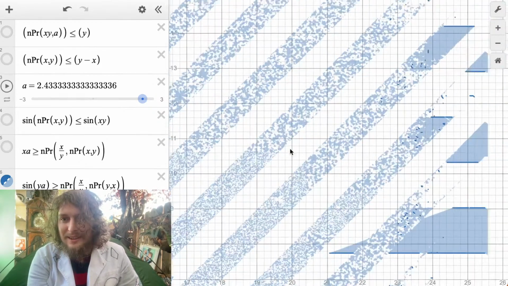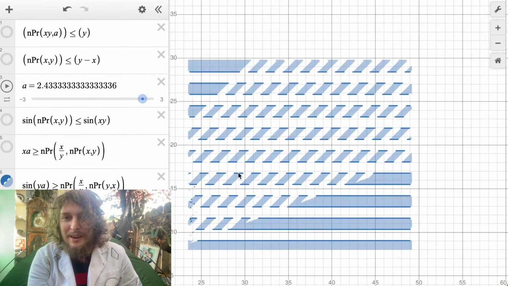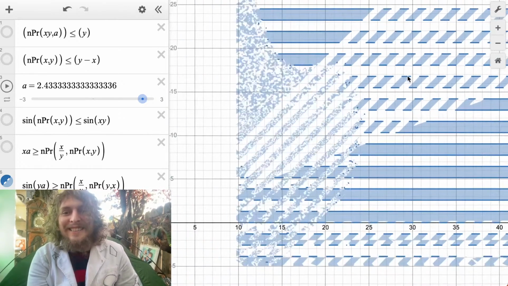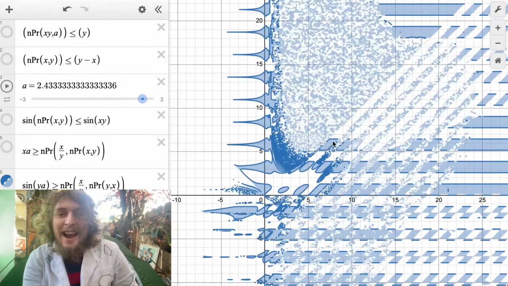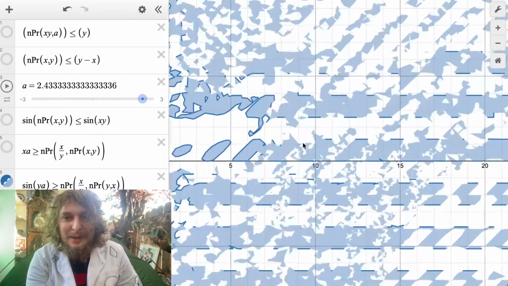And here, what's going on? Here there's a lot of blank space between them up here. There's a lot going on in this graph. And you want to know the good news? This is just for one value of a. So let's see how this mutates.